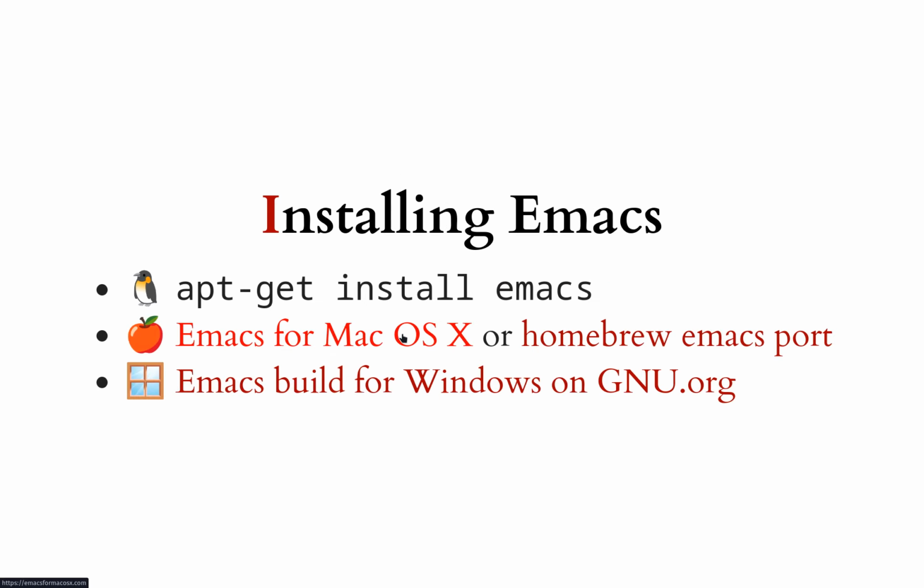If you are on Linux, you can just apt-get install or yum install or pacman install Emacs. For Mac, there are two websites that seem particularly good that build a version for macOS with graphical support. Be aware that if you like to use Homebrew, the default Homebrew Emacs version only gives you text-based Emacs, so there's another port which gives you a graphical version that I recommend. And Windows users can head off to the official GNU.org website and get an official Emacs build for Windows.